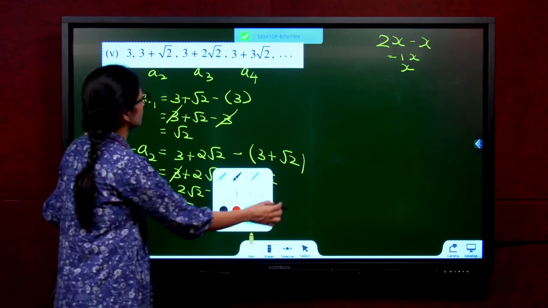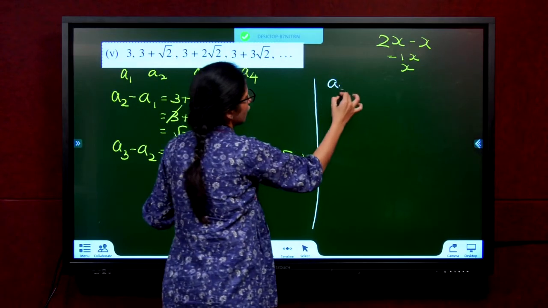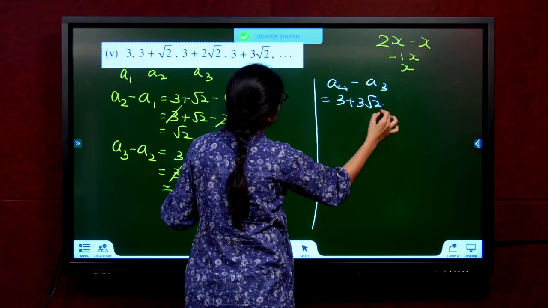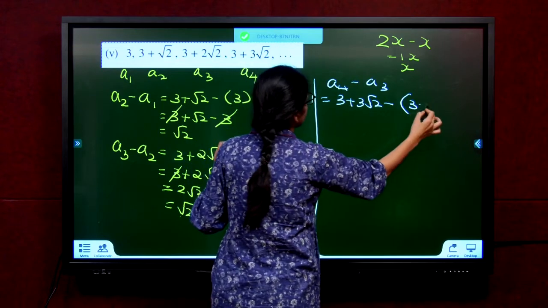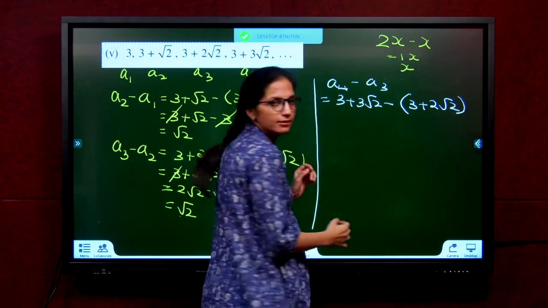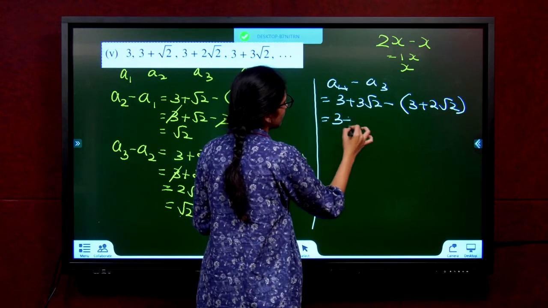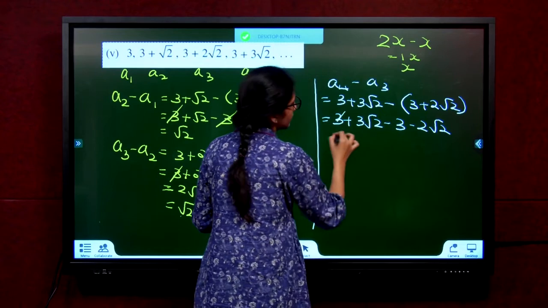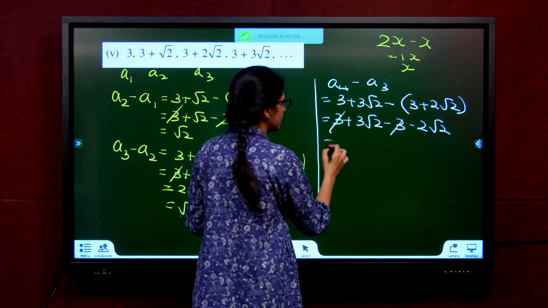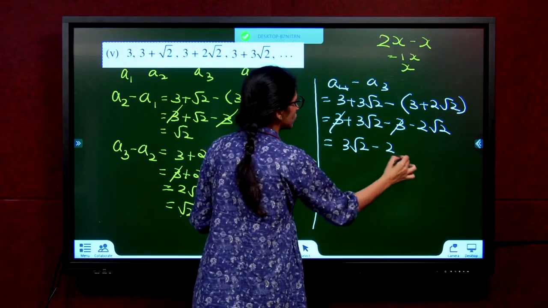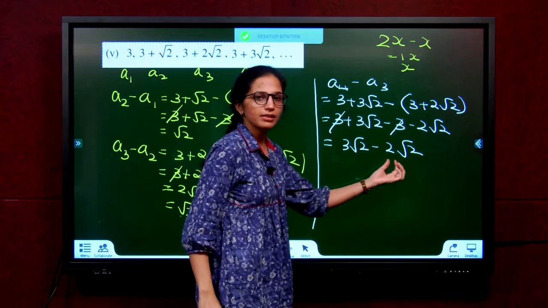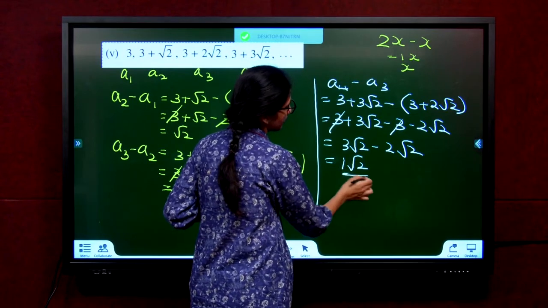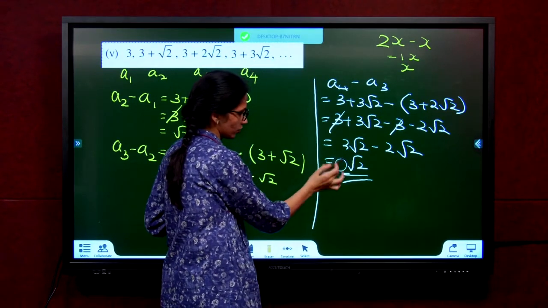Now going for A4 minus A3. A4 is 3 plus 3 root 2, minus A3, 3 plus 2 root 2 in brackets. Open: 3 plus 3 root 2 minus 3 minus 2 root 2. 3 and minus 3 cancel. 3 root 2 minus 2 root 2, 3 apples minus 2 apples, 1 apple. 1 root 2, or simply you can write root 2.